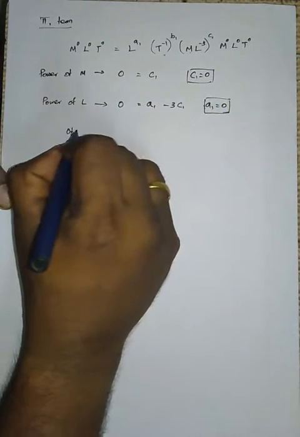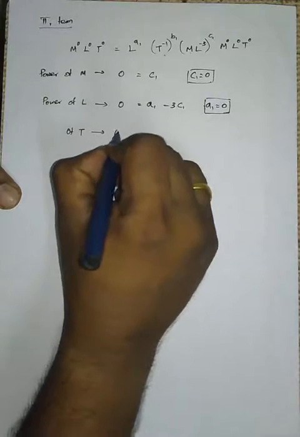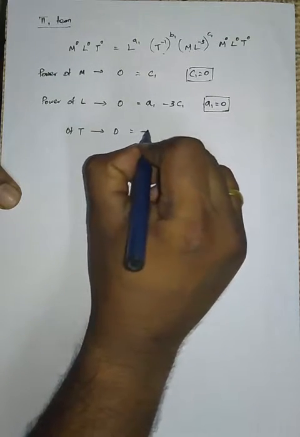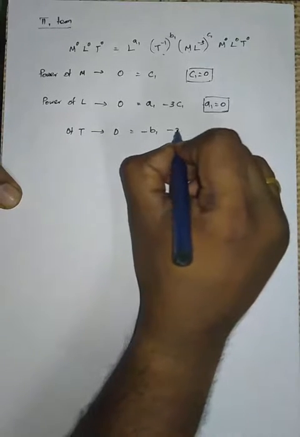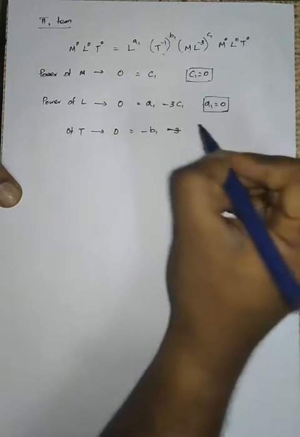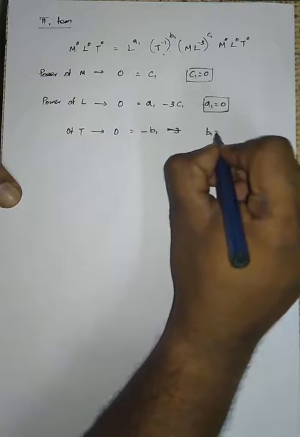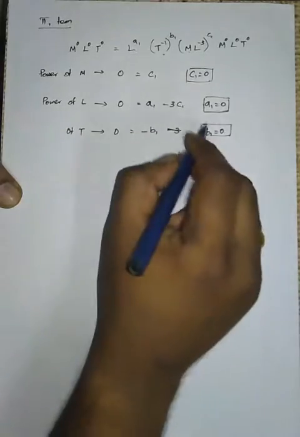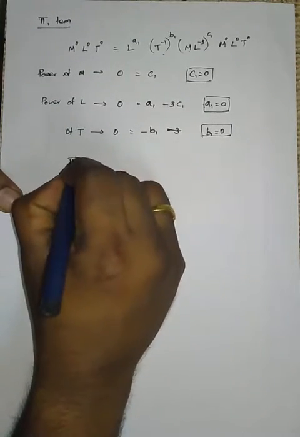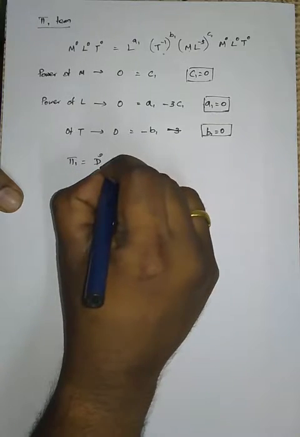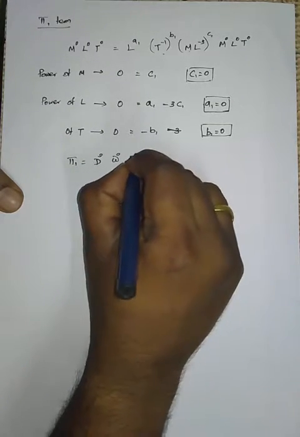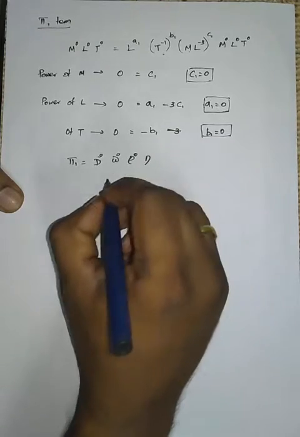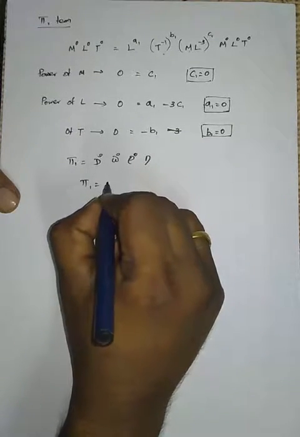Next one, the power of T. In the left hand side it is 0. In the right hand side it is minus b1. I'm sorry, there is no other T term. So b1 also equal to 0. Now you should substitute these a1, b1, c1 values in the first pi term. So you will get pi 1 equal to T power 0, omega power 0, rho power 0 into eta. So pi 1 equal to eta.